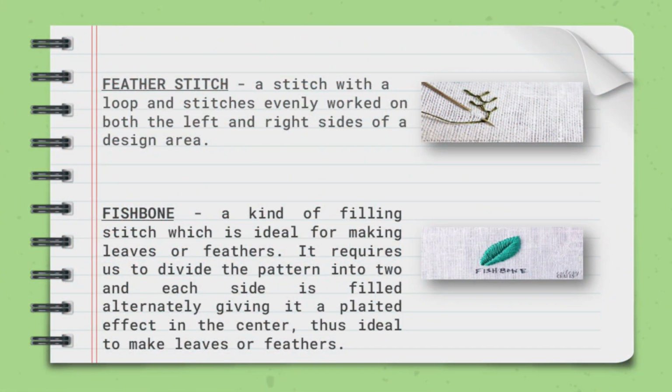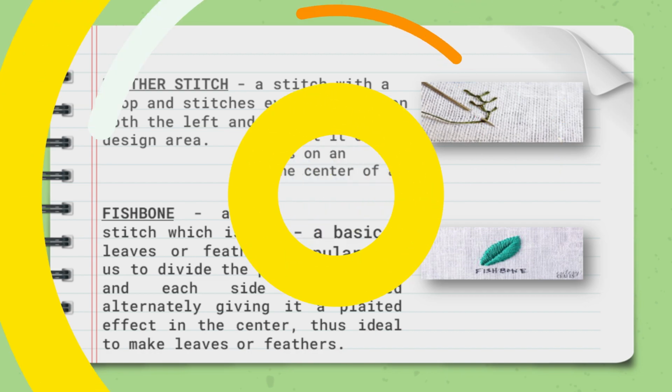Number 5. Feather stitch. A stitch with a loop and stitches evenly worked on both the left and right sides of a design area. Number 6. Fishbone. A kind of filling stitch which is ideal for making leaves or feathers. It requires us to divide the pattern into two and each side is filled alternately, giving it a plaited effect in the center, thus ideal to make leaves or feathers.